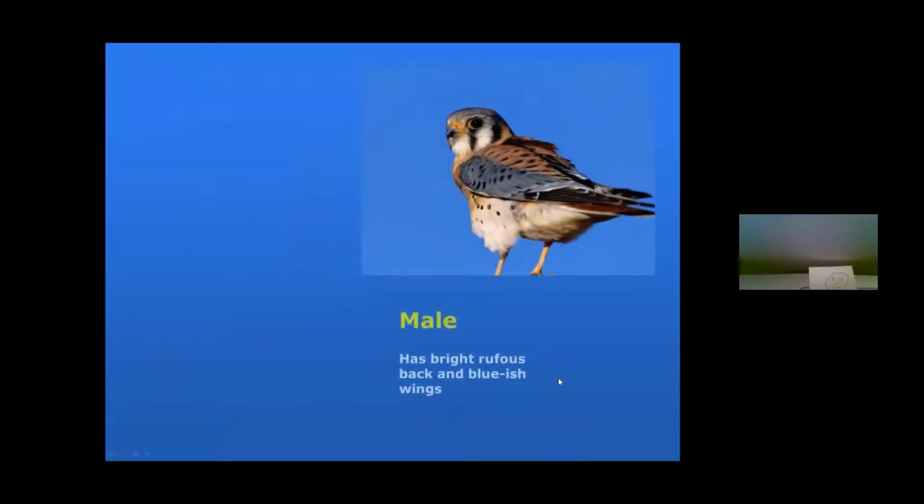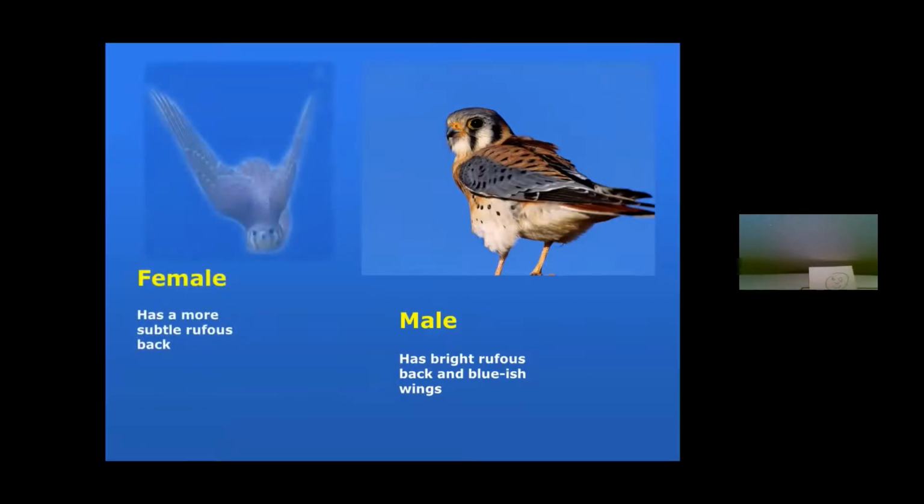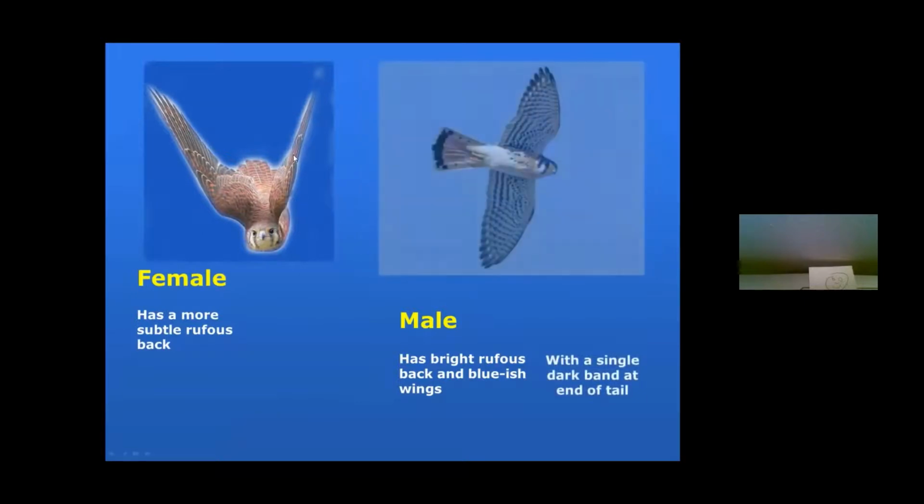Nice shot of a male with the two-tone going. Bright rufous back, bluish wings. Female, more subtle brown with some barring if you get a chance to see that. Usually you don't see them looking down on the bird. Here's a male. A good way to tell is they're white, with longish wings.